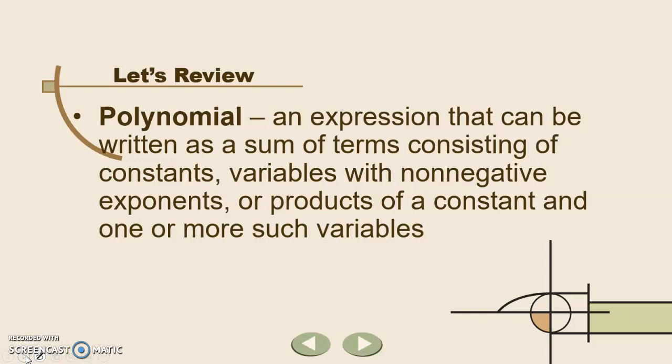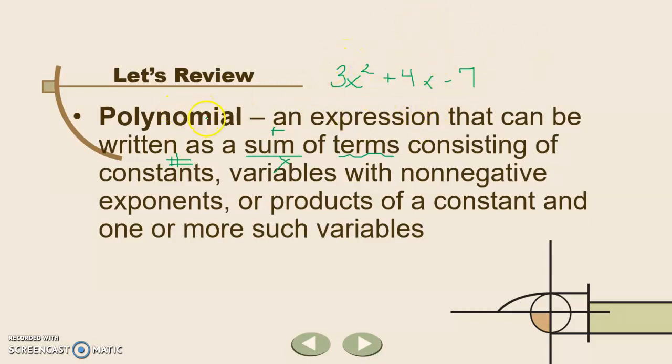A polynomial is an expression that can be written as a sum of terms. Sum just means adding. Terms we just looked at. So it's a sum of terms consisting of constants, numbers, variables with non-negative exponents, or products of a constant and one or more such variables. So a polynomial might look like this: a sum of terms. So we might have 3x squared plus 4x minus 7.